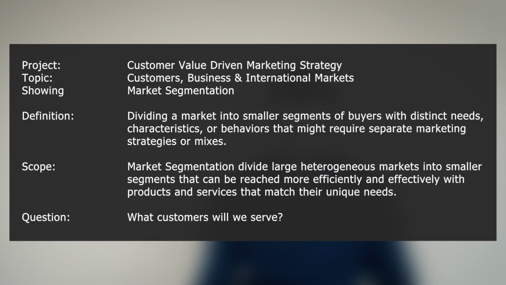In market segmentation, you divide large heterogeneous markets into smaller segments that can be reached more efficiently and effectively with products and services that match their unique needs. Marketing segmentation answers the question, what customers will we serve?